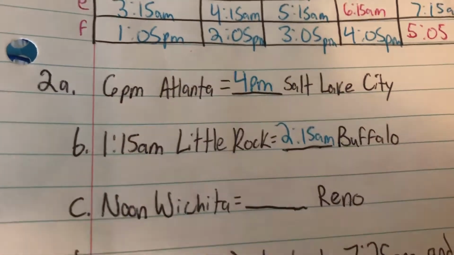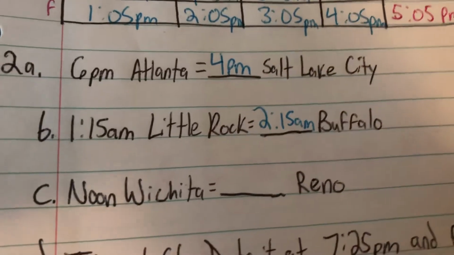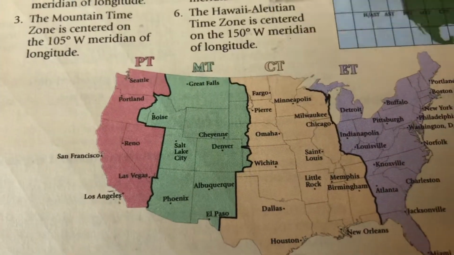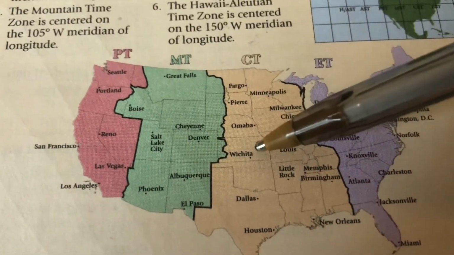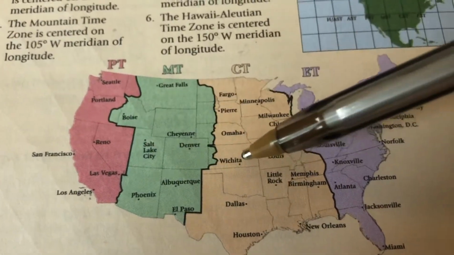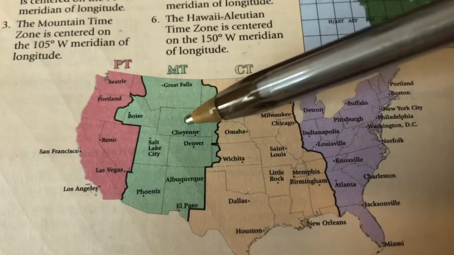Okay, it wants to know noon in Wichita is what time in Reno. So Wichita, right here in Central time zone, and Reno is in Pacific time zone. So if it is noon here, it is 11 a.m. here, and it is 10 a.m. in Reno.